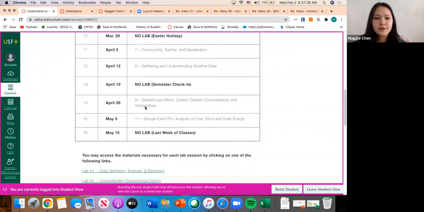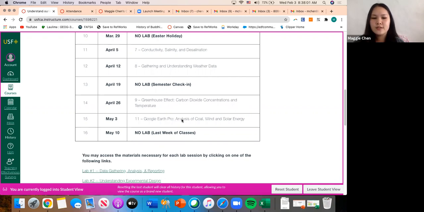For lab 9, we're going over the greenhouse effect. So CO2 concentrations, temperature, what did it look like over time? What does it mean for us as CO2 and other greenhouse gases increase over time? And then our very last lab on May 3rd is lab 11, Google Earth Pro.